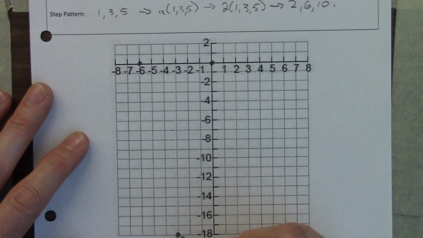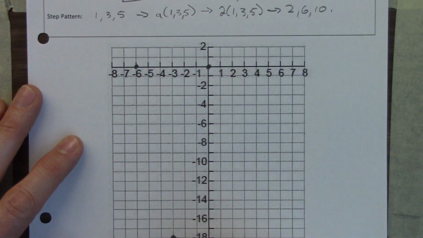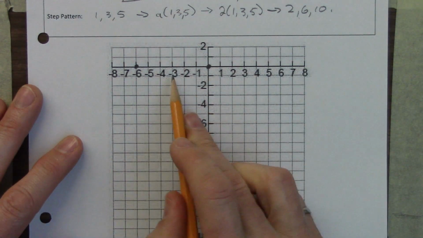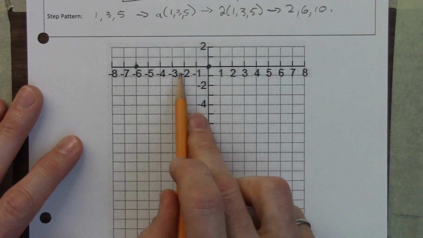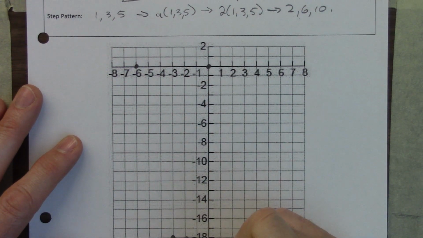Let's just confirm with the step pattern. So the step pattern we know is 2, 6, 10. So I'll start at the vertex. We know it's positive, so we know we're going up. So these are in ones, so that's good. I can go over 1 square, and I'm going to go up how many?